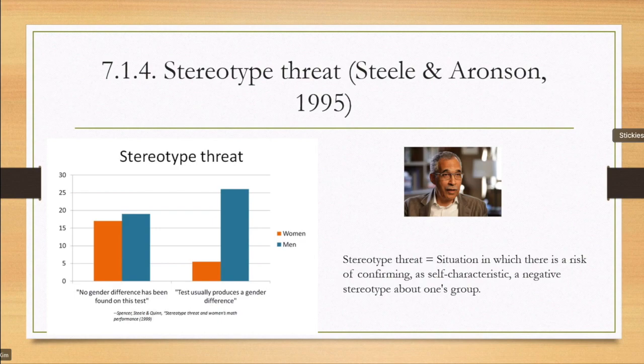What we have on the left-hand side is that no gender difference has been found on this test, although tests usually produce a gender difference. What is very interesting is that if you say before a test, I think it was a very hard math test in this case, that there have not been any gender differences, men and women perform pretty much equally. But if you say that the test has usually produced a gender discrepancy in the results, you don't even say that men necessarily perform better than women, but that men perform way higher than women. That's the stereotype threat, because that's what we have learned, and that's where you fall back in those situations.